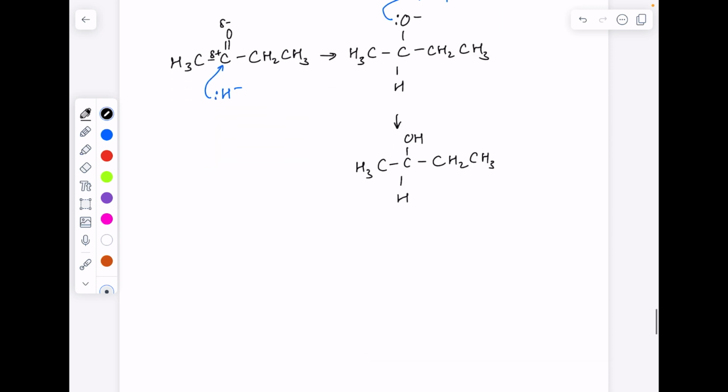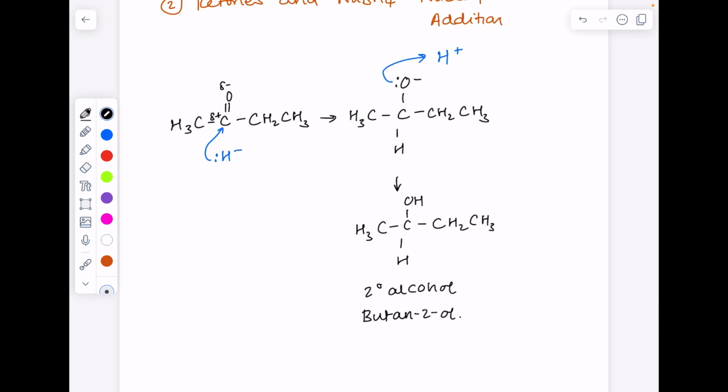What do we have here then? We have an alcohol again, but look, this carbon is now attached to 2 carbons, which means it's a secondary alcohol. What is its name? It's butan-2-ol. Do be aware, I know we've already said it's a nucleophilic addition reaction, but it's because the carbon here starts with 3 groups attached, 1, 2, 3, and ends up with 4 groups attached, hence why it's an addition reaction.